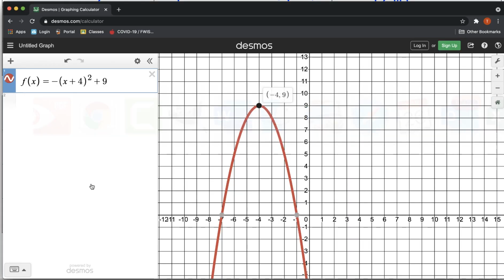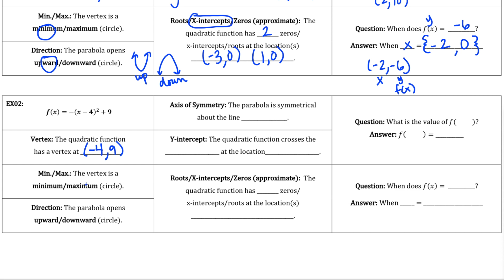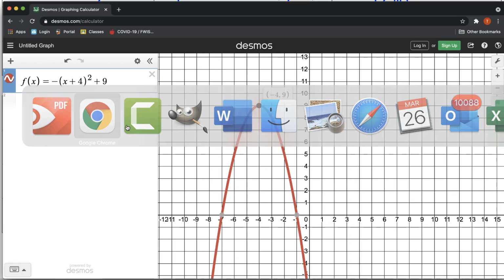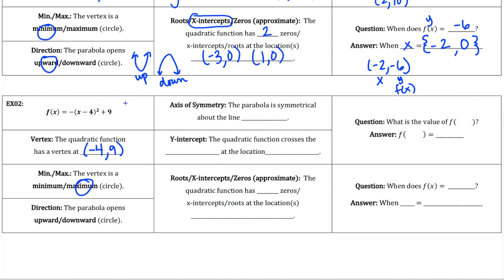The vertex is a minimum or maximum. Let's see. So that's the highest point. That's the highest point. So it's like, ooh, that's the highest it goes. That is a maximum. Direction. So I'm going to sketch this real fast. It goes like this. Or, you know, a little better, I guess. A little more symmetrical. Okay. So max.